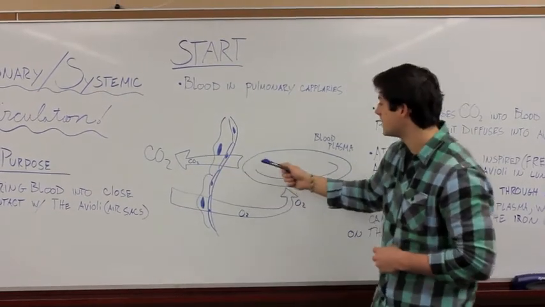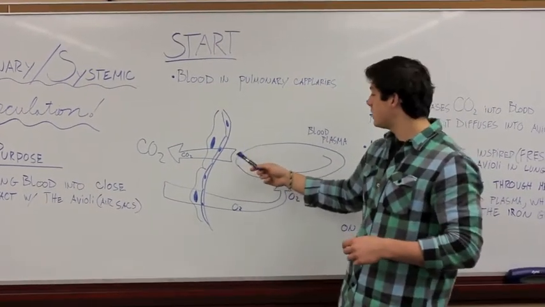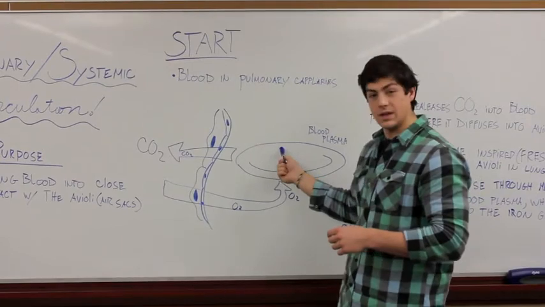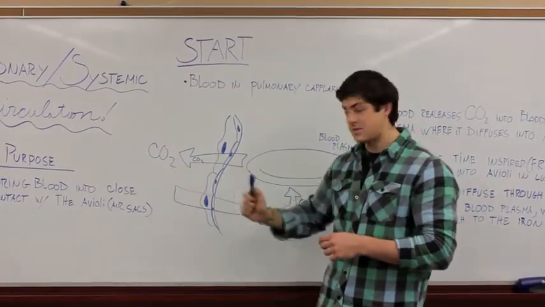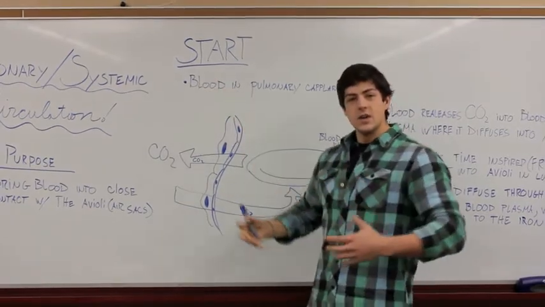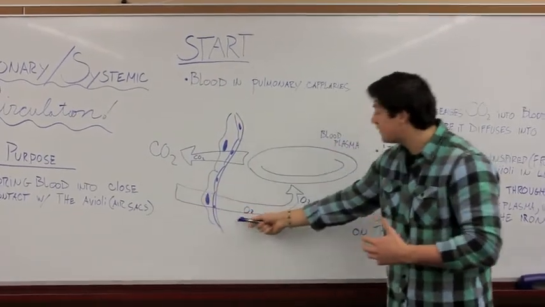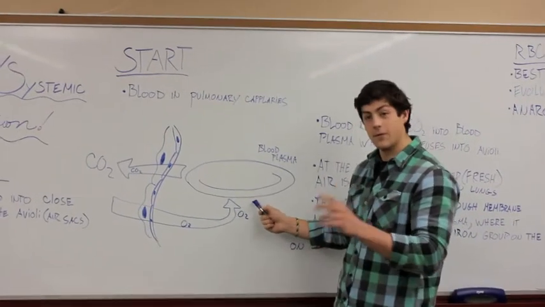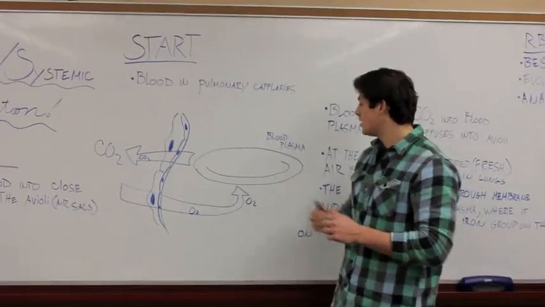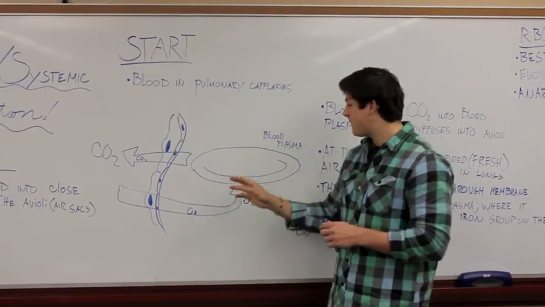At this point, it makes it extremely easy for the CO2 to be released from the red blood cell and diffuse across the membrane into the air sac. At the same time, that fresh air that was just brought in is going to diffuse back across the membrane into the blood plasma. At this point, it's going to float for a very short time and come into the red blood cell, which will attach at 4 points.